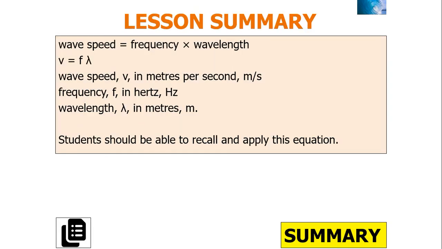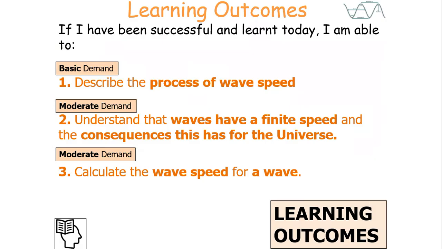Now, if we have learnt in today's lesson, we should be able to remember the following ideas. Wave speed is equal to frequency times by wavelength, where wave speed is in meters per second, frequency is in hertz, and wavelength is in meters, and you should be able to remember that equation and then apply it to different situations. So if we're being successful and learnt in today's lesson, we can describe the processes of wave speed, we understand that waves have a finite speed and what that consequence is for the universe, and calculate the wave speed for a wave.